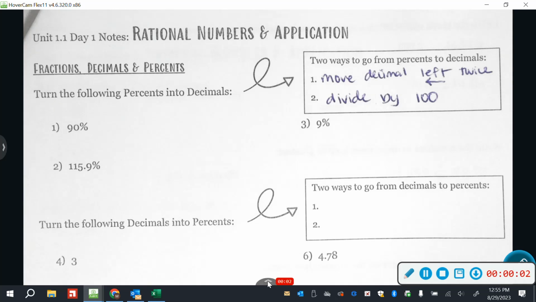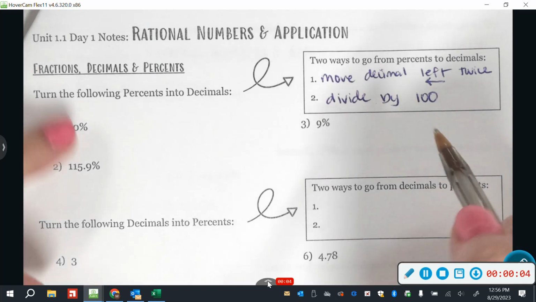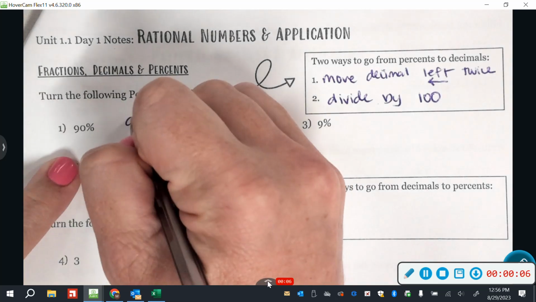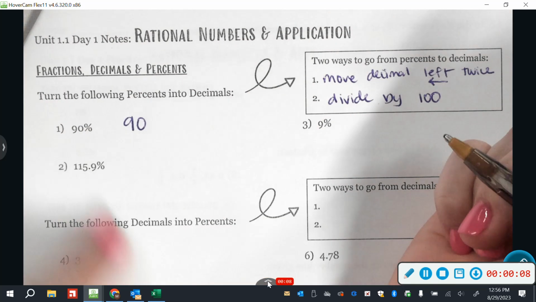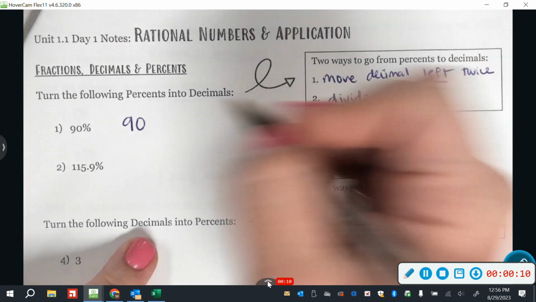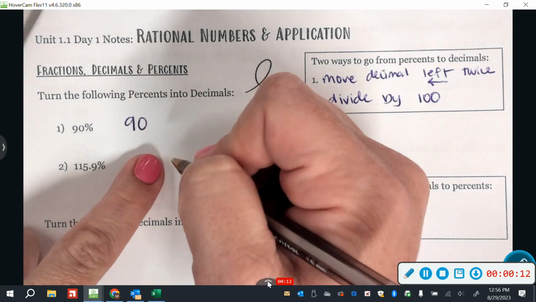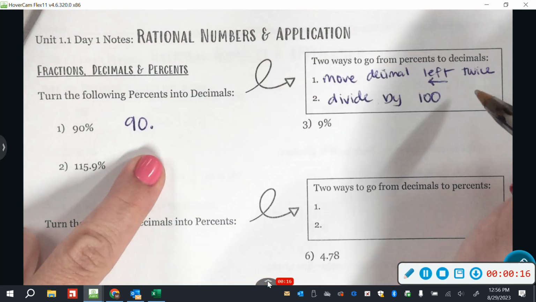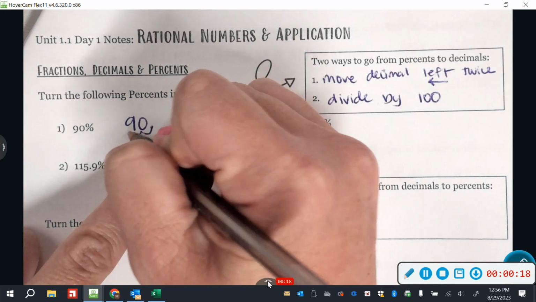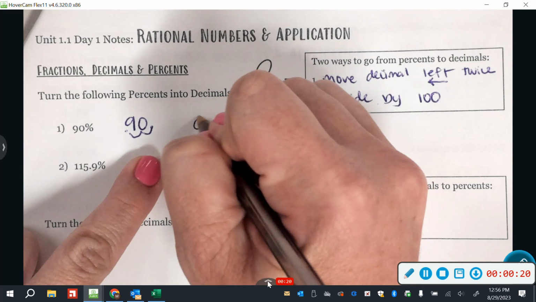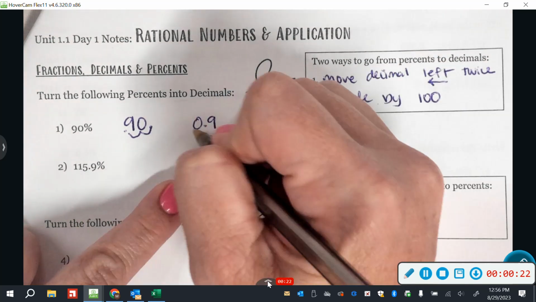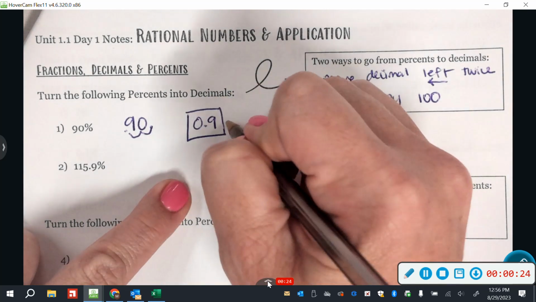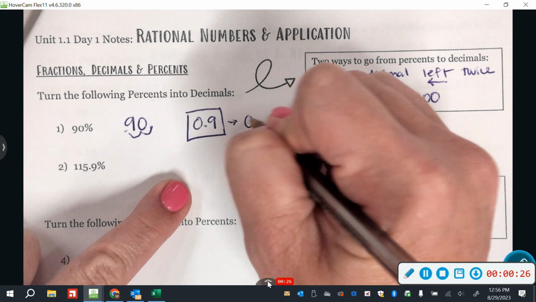If you look at the first one, where would your decimal be? Where is it currently? Sorry, before we move anything. Behind the 0. So then we move our decimal left twice. And what do we get? 0.9. Now I do want you to realize that this is also equal to this.